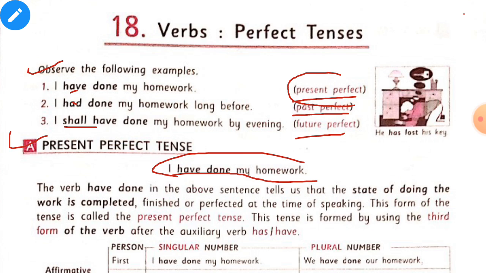Children, we can understand that in all the perfect tenses, present perfect, past perfect and future perfect, we use the third form of the verb. Which form? Third form of the verb after the auxiliary verb. Okay, now first of all we will learn about the formation of the sentences.